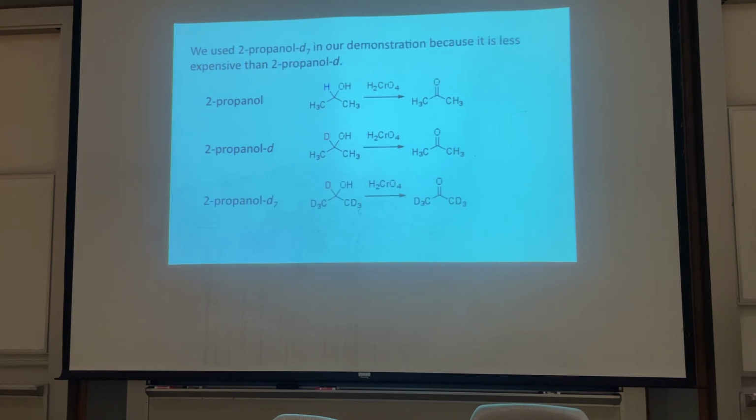We use 2-propanol D7 in our demonstration because it is less expensive than 2-propanol D. The two CD3 groups in 2-propanol D7 do not contribute much to the isotope effect, so the two labeled compounds behave nearly the same.